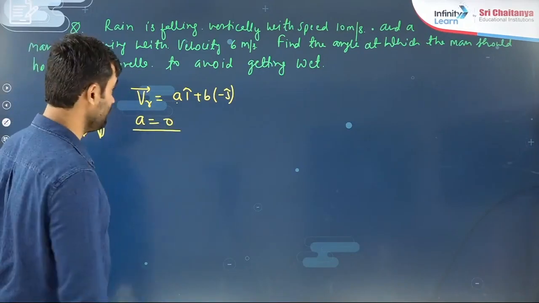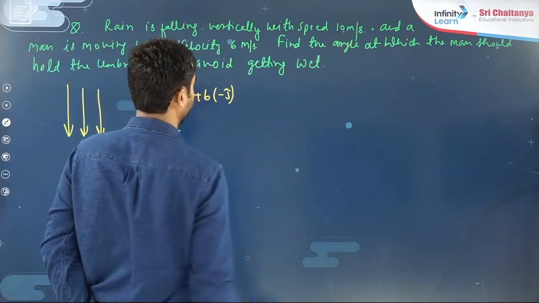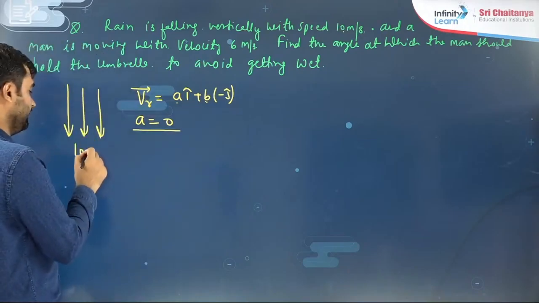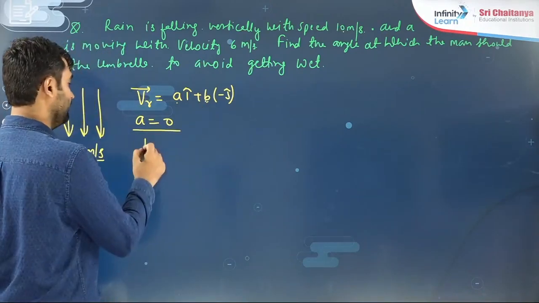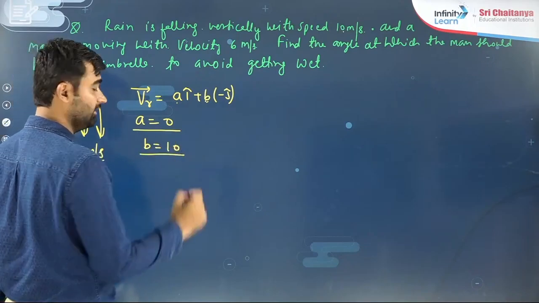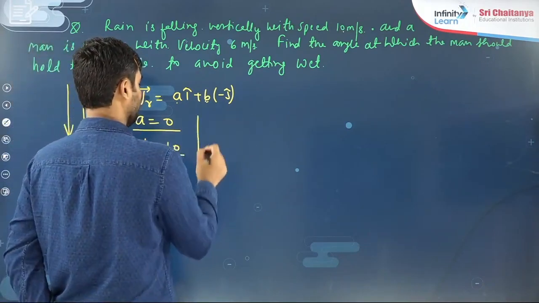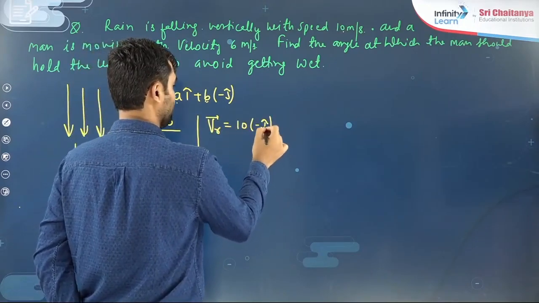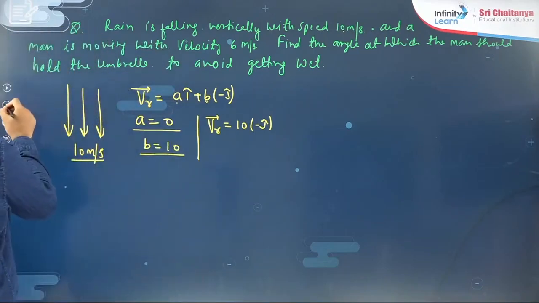Agree? Okay. Now the velocity of rain, how much? It is 10 meter per second. So whatever speed there is in the vertically downward direction, 10 meter per second. So what is given? B is given. The B value is how much? 10. Is it clear? So VR is equal to how much? VR is equal to 10 minus J cap. Clear? Okay.